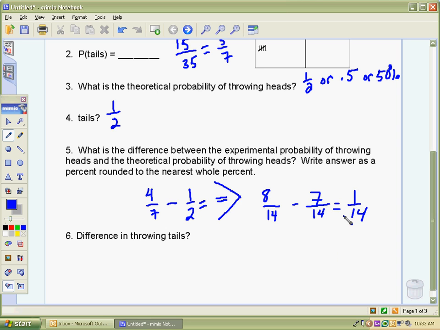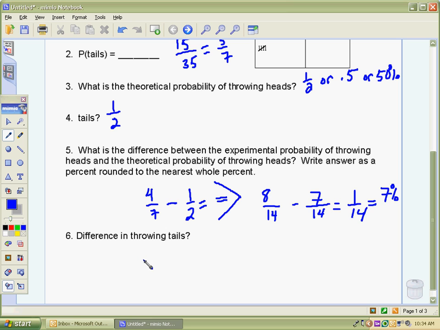Now we want the percentage, not the decimal, but the actual percentage. So when you use your calculator and you divide 1 by 14 and move the decimal place 2 places to the right, you get 7%. Again, you divide 1 by 14, move the decimal place 2 places to the right, and you round it to the nearest whole percent, so you get 7%. The difference in throwing tails.